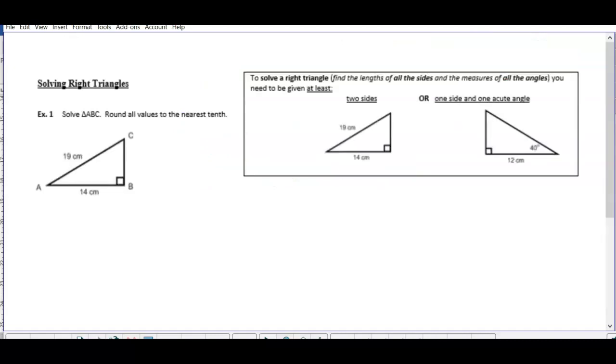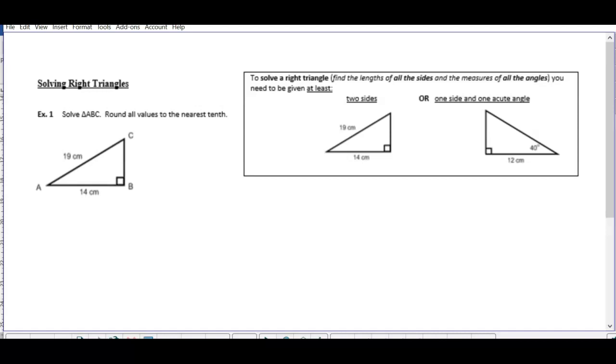And then solving right triangles. Solving right triangles means you're finding all the angles and all the sides. So that's what's in the box there. To solve a right triangle, find the lengths of all the sides and the measures of all the angles. You need to be given at least 2 sides, or 1 side and 1 acute angle, along with the 90 degrees. So solve triangle ABC, round values to the nearest tenth.